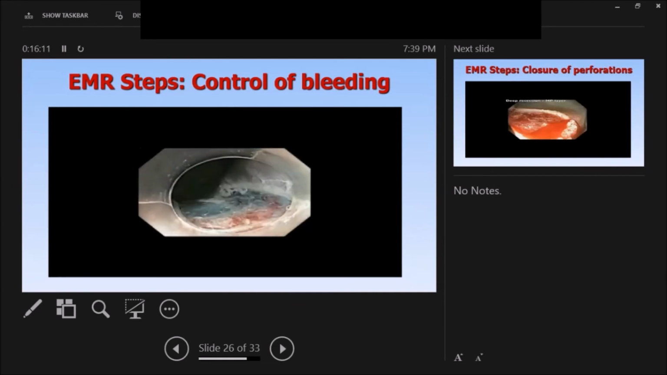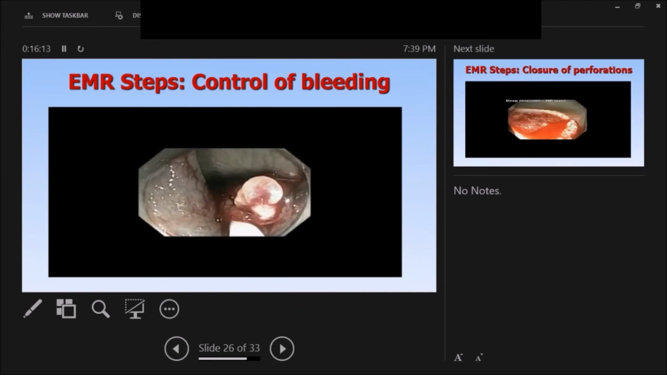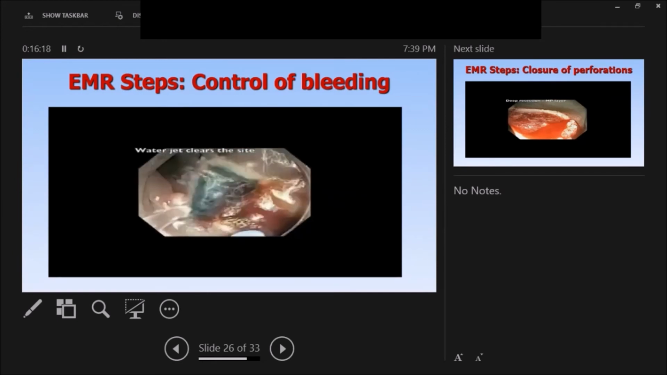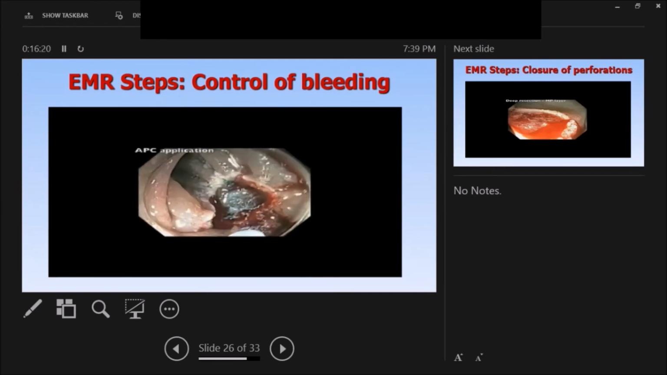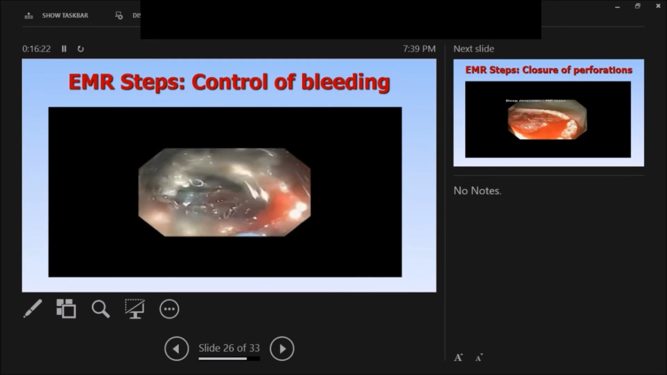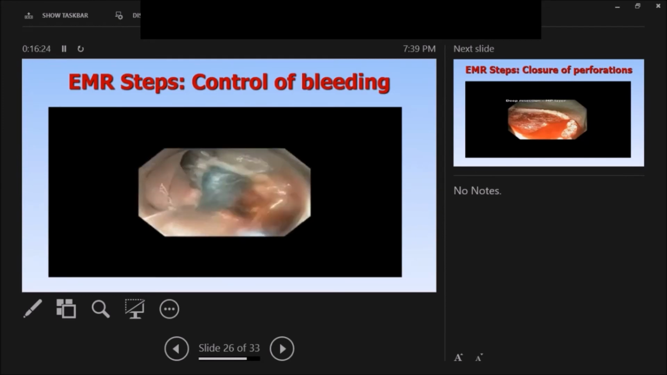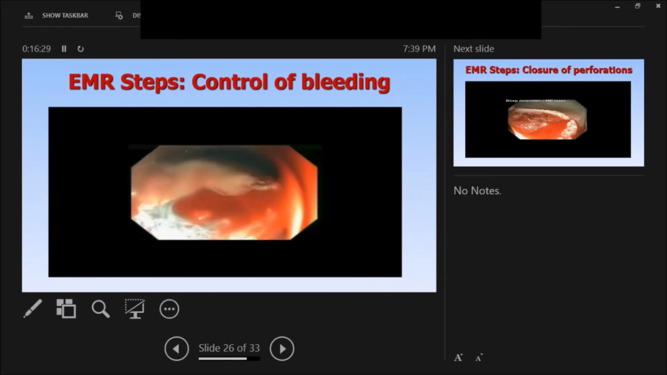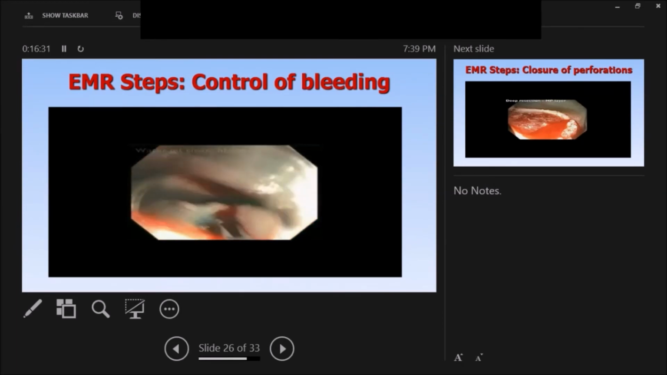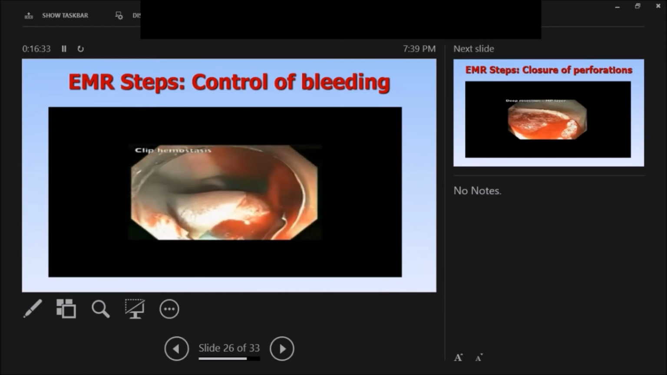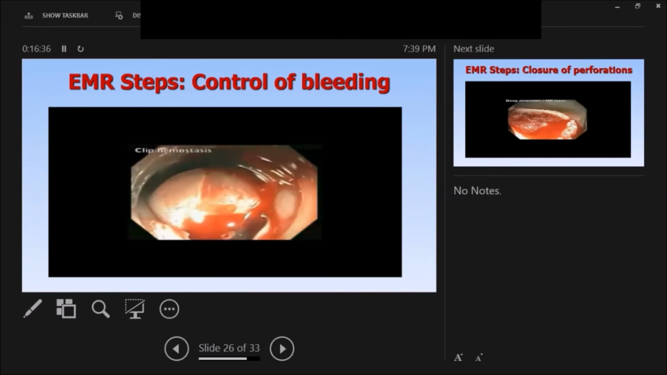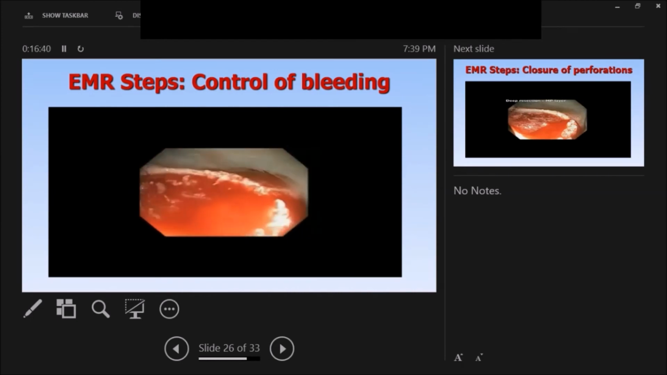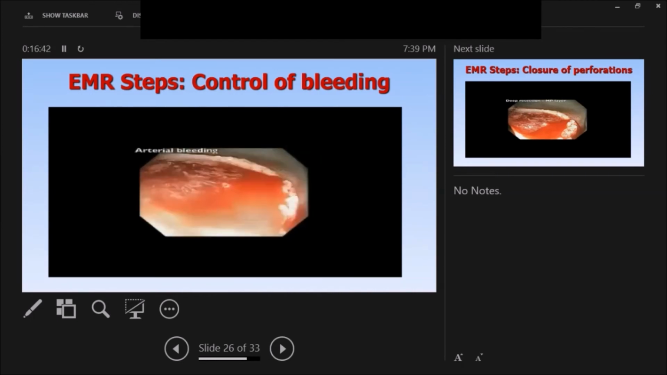A complication happened. This is a case of arterial bleeding. You have to identify the bleeding point using the water pump, and accordingly you can use argon plasma coagulation or sometimes hemoclips. This is an arterial spurter managed by hemoclip application. This is another one.